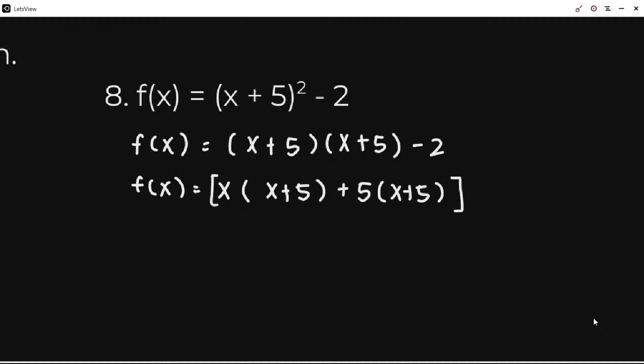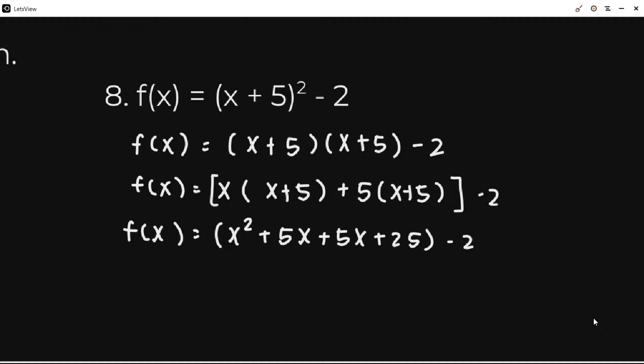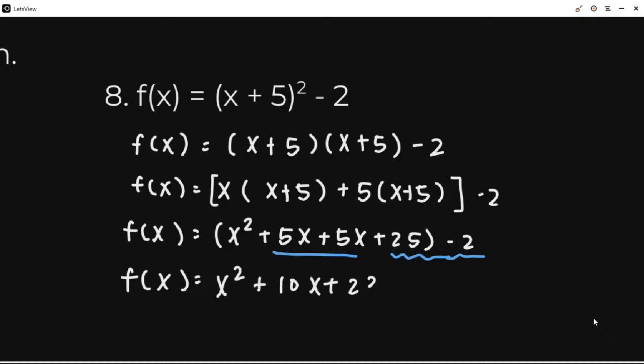Just make sure you keep it separate from the minus 2 because you want to do that part first. You want to always multiply first. So that would be x squared plus 5x plus 5x plus 25 and then minus 2. So we have two like terms we can combine. We can combine the 5x and we can combine the numbers. So that'll be x squared plus 10x plus 23. And that's how you rewrite it into standard form.